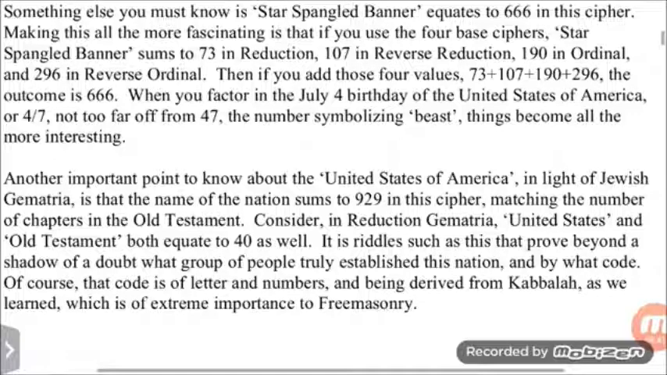Another important point to know about the United States of America in light of Jewish gematria is that the name of the nation sums to 929 in this cipher, matching the number of chapters in the Old Testament. Consider in reduction gematria, United States and Old Testament both equate to 40 as well. It is riddles such as this that prove beyond a shadow of a doubt what group of people truly established this nation, and by what code. Of course, that code is of letters and numbers, and being derived from Kabbalah, as we learned, which is of extreme importance to Freemasonry.